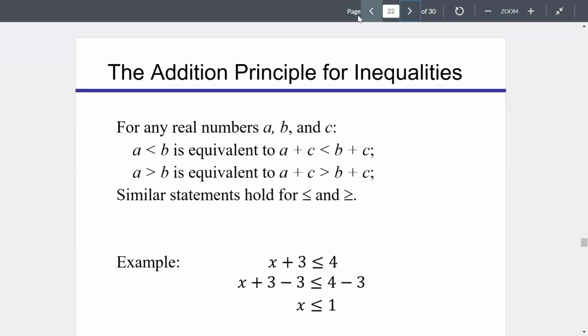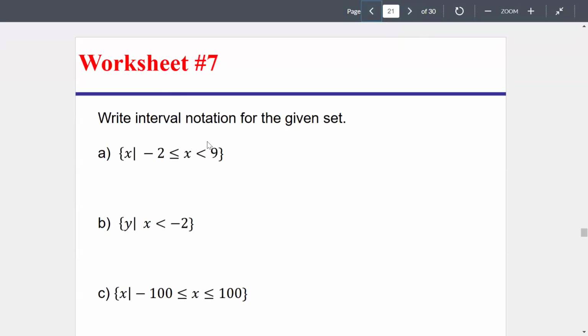So for your worksheet, I'll give you 3 more inequalities. So just take a moment and try to write these in interval notation.